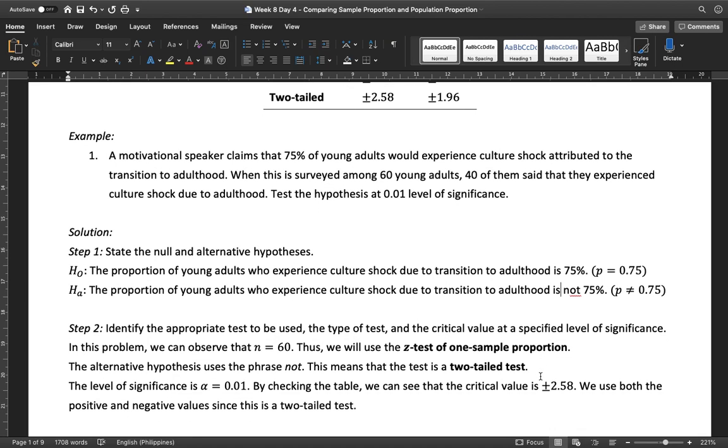So, in our given problem, we can observe that n is equal to 60. So, we use the z-test of one sample proportion. Actually, wala naman bearing yung sample size, kasi regardless kung ano yung size ng sample natin, we use the z-test of one sample proportion since this is a proportion. Alternative hypothesis, use the phrase not. So, the test is a two-tailed test.